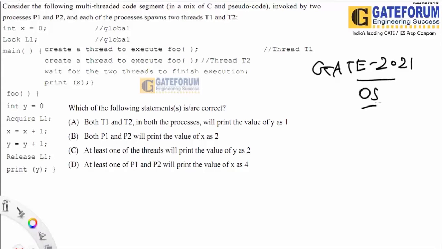Okay, the question is related to a multi-threaded code segment in which two different processes, P1 and P2, are given, and each spawns two threads, T1 and T2. So one process has two threads, and the second process has two threads. Here, x equal to 0 is global for a particular process.